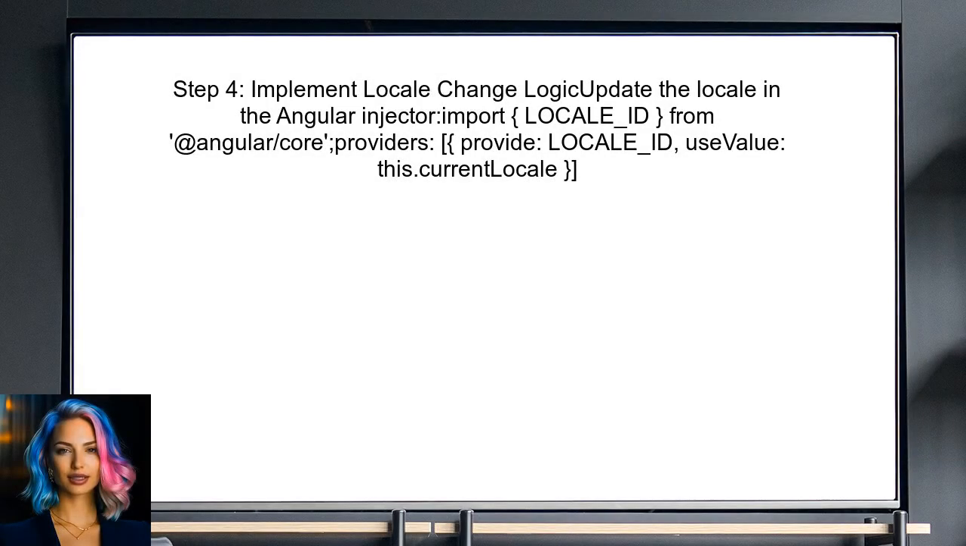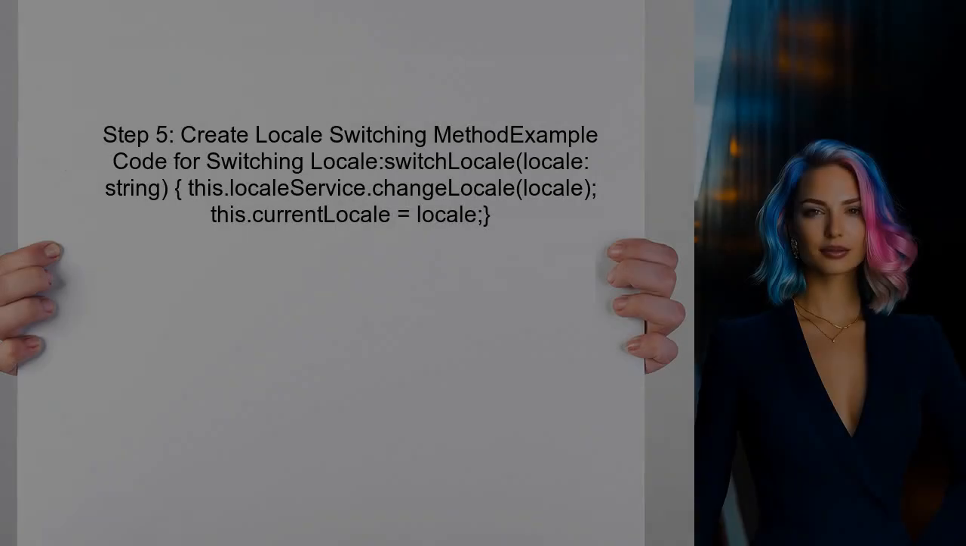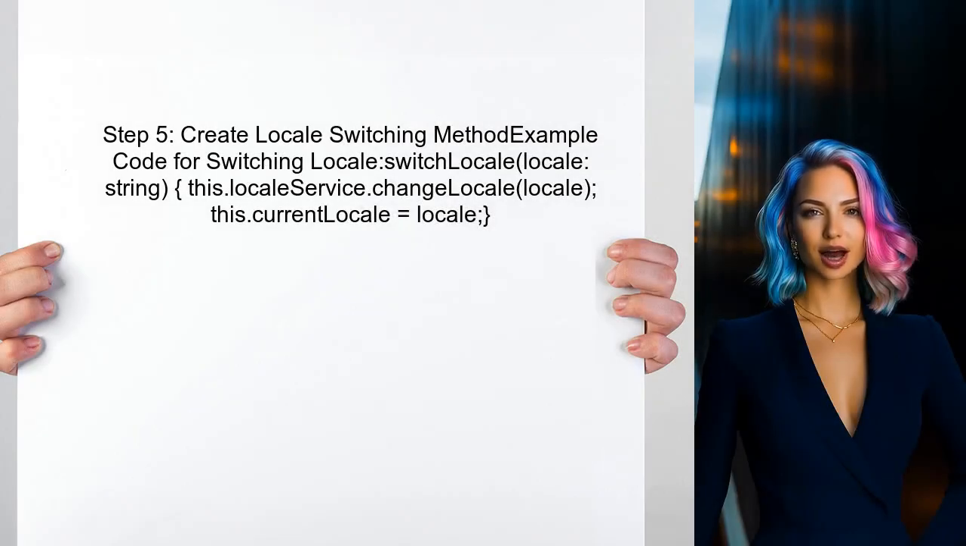After creating the service, the user should implement the logic to change the locale in the application. This involves updating the locale in the Angular injector. Finally, the user can create a method to switch locales based on user selection. This method will call the changeLocale function in the service.